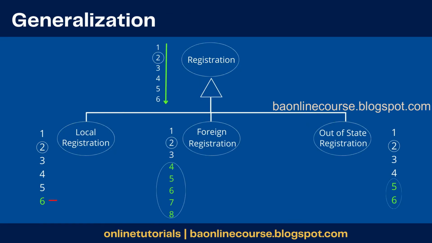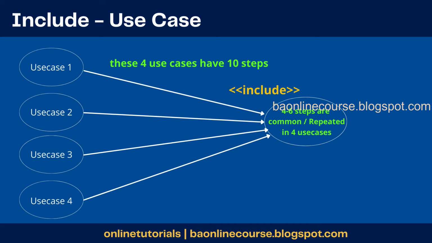And where a significant part is common, like local registration, foreign registration, and out of state registration, let's say they have 6 steps or 6 screens, and around 4 or 5 of them are common. Why would you rewrite all those steps? You can define a parent use case with the common behavior, and the child can have the specifics, the changes, modifications or new steps added.